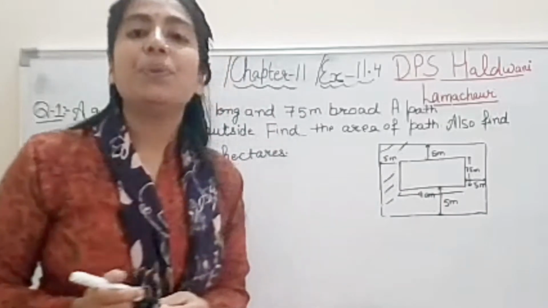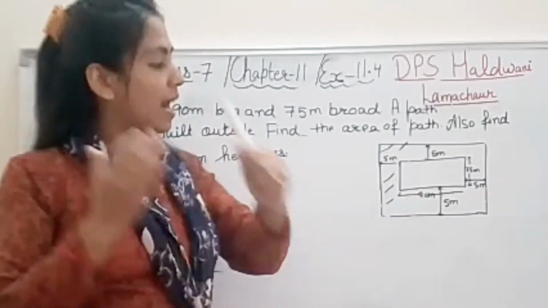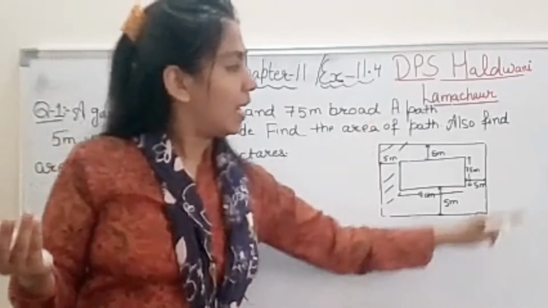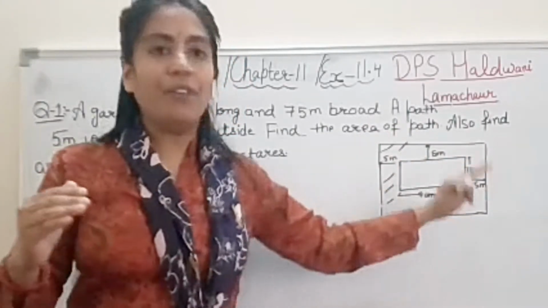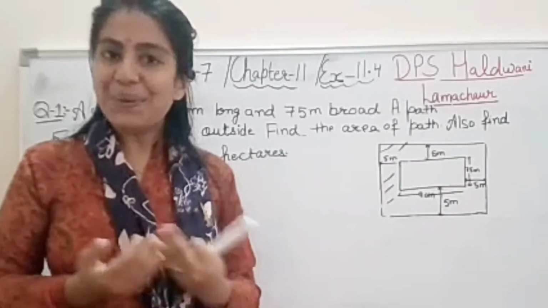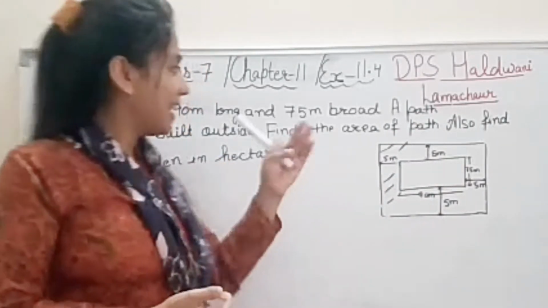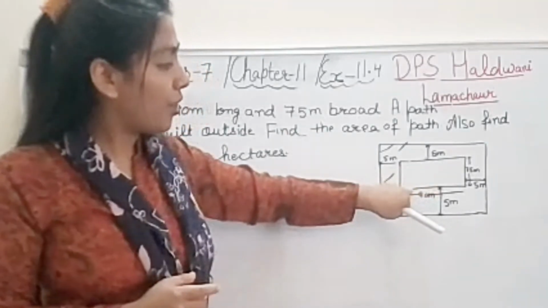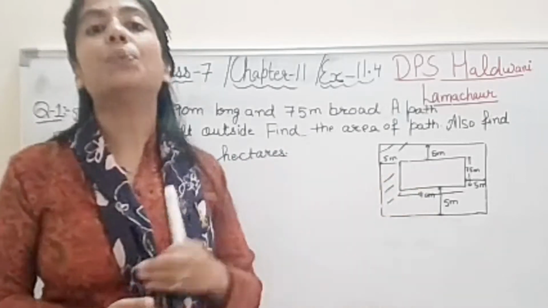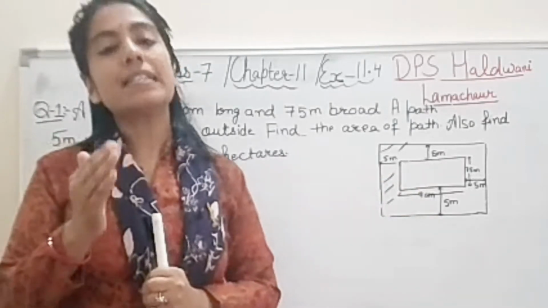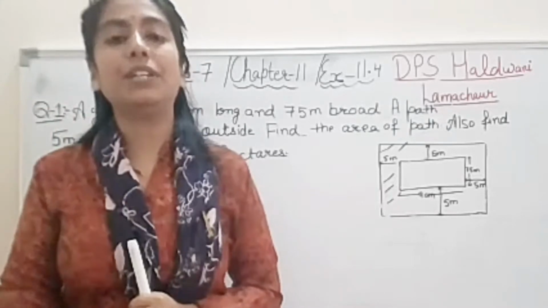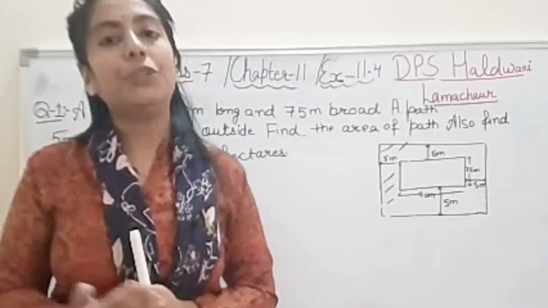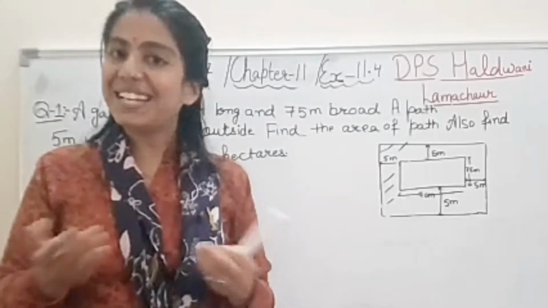As in many questions we have done in our previous exercise, how to take out the area of a path: area of the outer rectangle minus area of the inner rectangle, right? Very simple, student. So the next line is: find the area of garden in hectares. This area of garden, when you take it out, you will convert into hectares. Hectare is also a unit, like convert into centimeter, convert into millimeter. In the same manner you have to convert into hectares. Right, student? Very simple question.